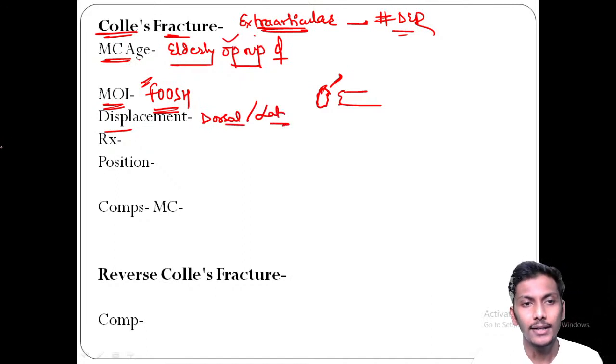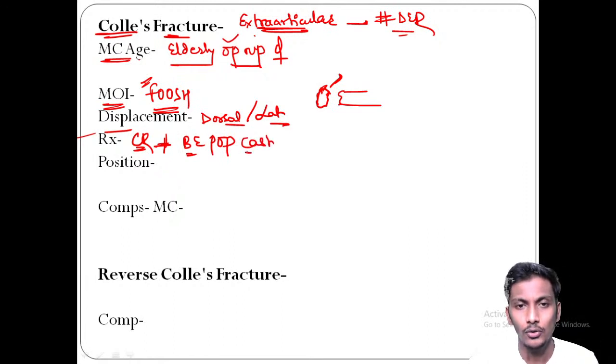Okay, what is the treatment? Please remember, Colle's fracture is usually treated with what? It is usually treated with closed reduction, by applying traction and counter traction, and we manipulate this fractured fragment. So there is closed reduction, and then we apply a below elbow POP cast. Below elbow plaster of Paris cast is applied after this closed reduction.